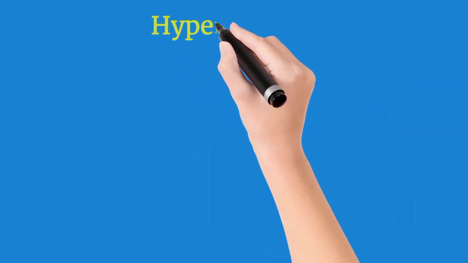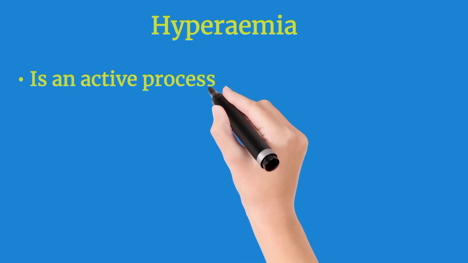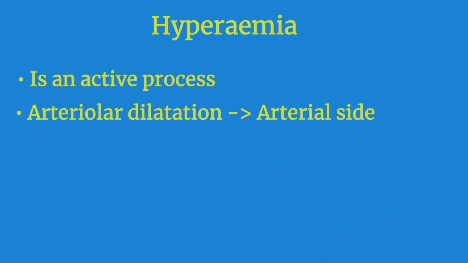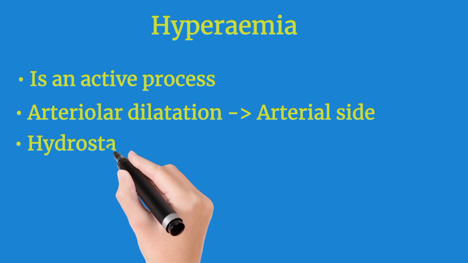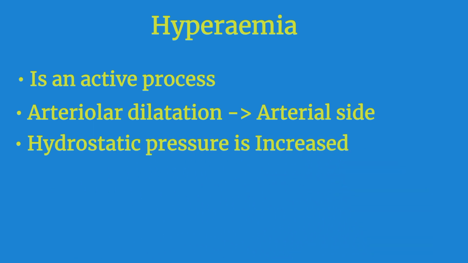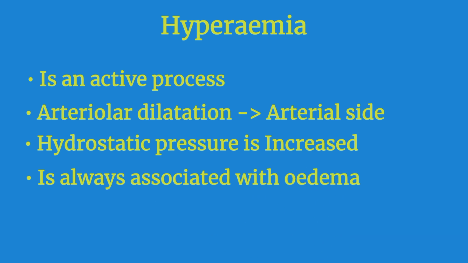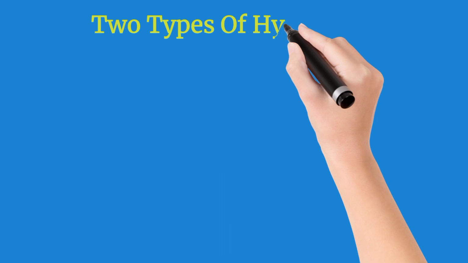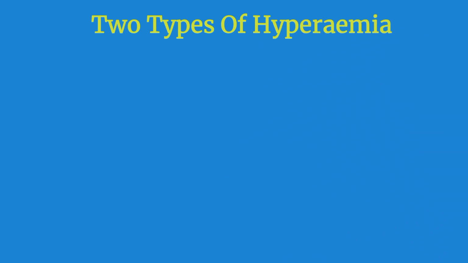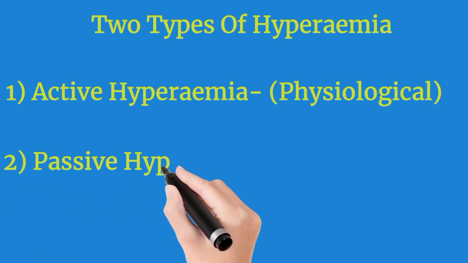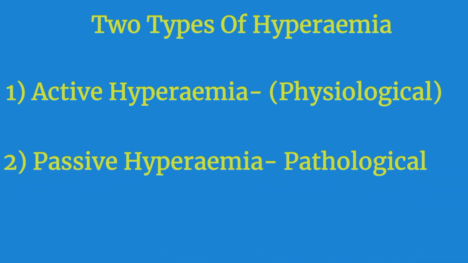Now let's elaborate hyperemia. Firstly, it is an active process where there is arteriolar dilation, that is, it is from the arterial side. Here hydrostatic pressure is increased and it is always associated with edema. Mainly there are two types of hyperemia, active hyperemia and passive hyperemia. Active hyperemia is also known as physiological and passive hyperemia is also known as pathological. Active hyperemia is also an acute form of hyperemia.